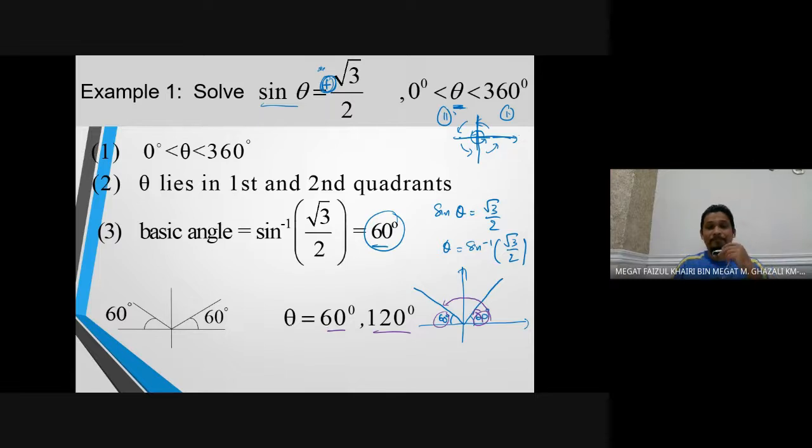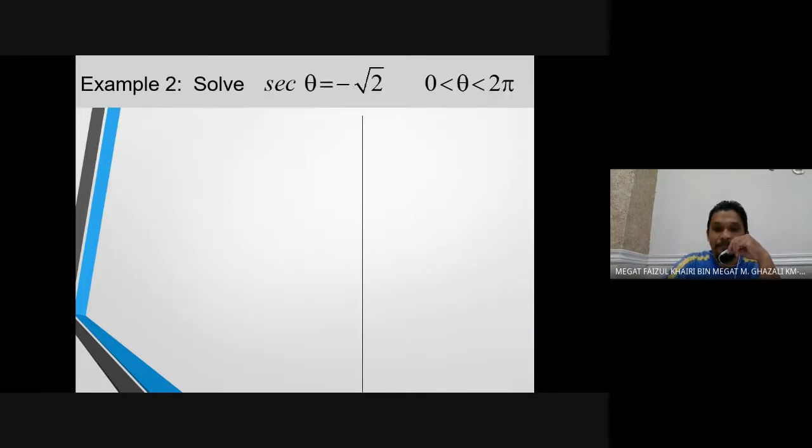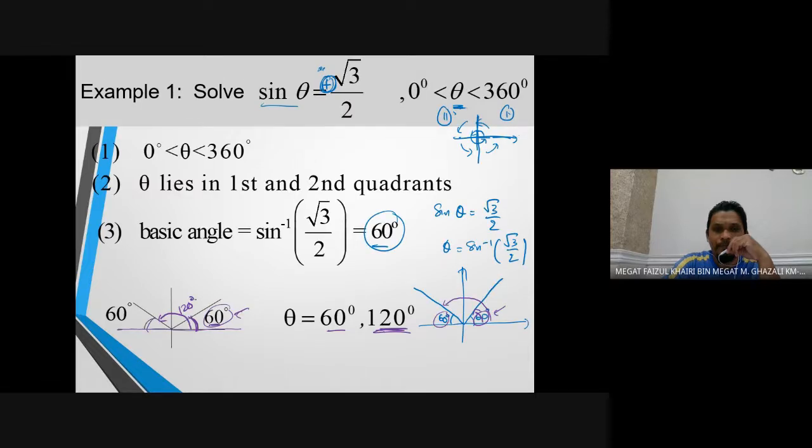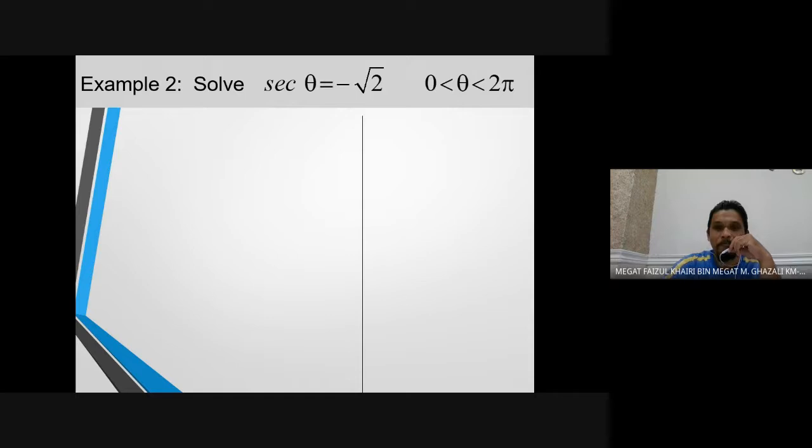So it means that here, guys, girls, we get the basic angle is 60 here, but we look into the angle in the second quadrant. X-axis is our reference. Paksi X ialah rujukan kita. So look at this 60 and 60 here. The first is 60 and 120 from here to this line. So this is 60 and this is 120. Okay, so the value of theta is 60 and 120 degree.